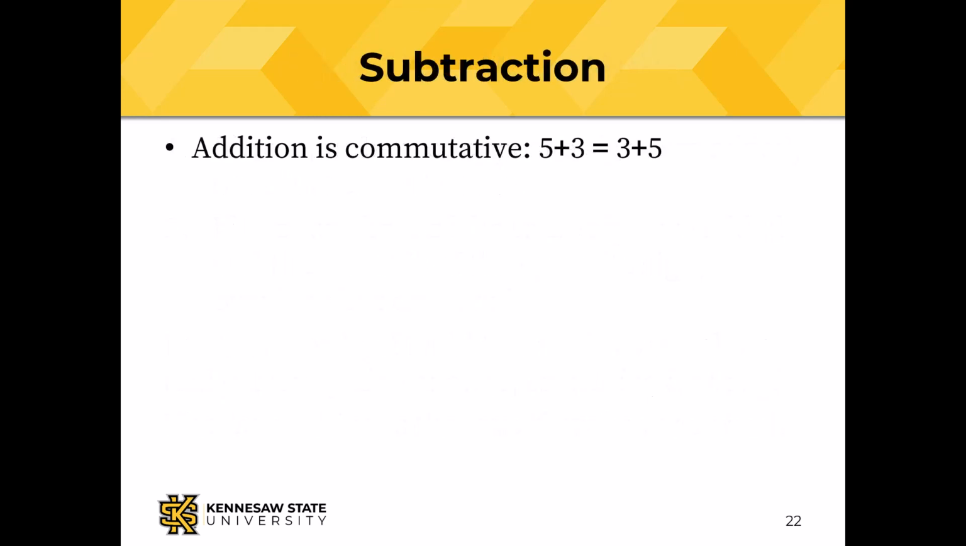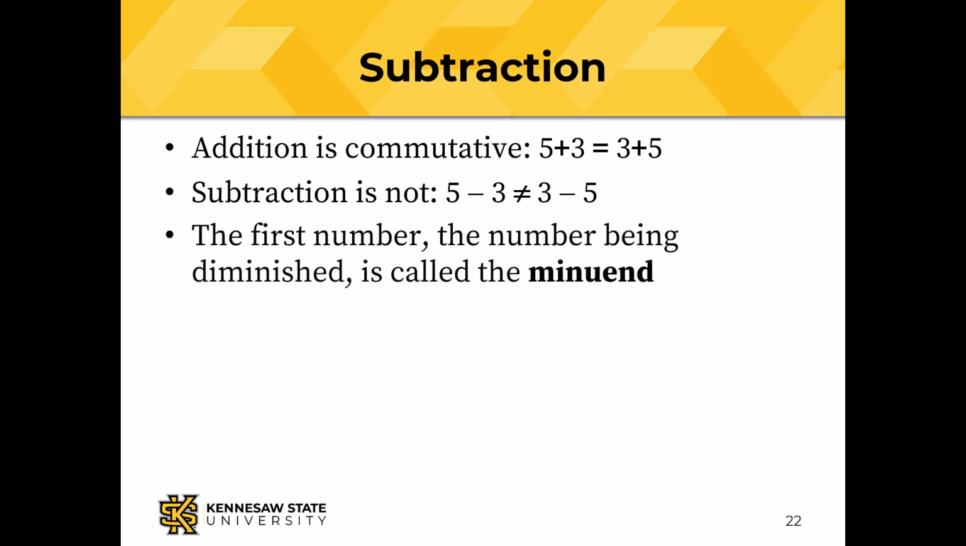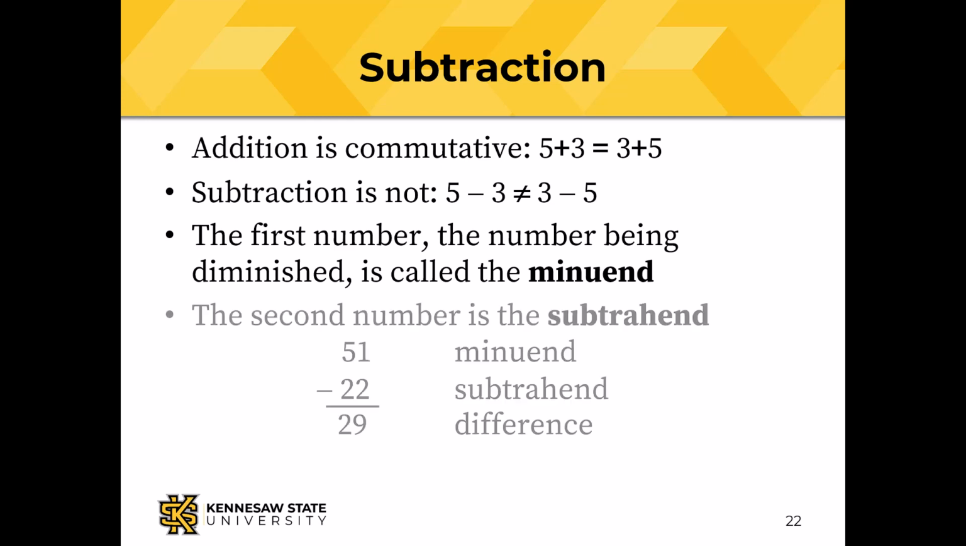Addition is commutative, that is, 5 plus 3 is the same as 3 plus 5. Subtraction is not commutative. 5 minus 3 is not at all the same as 3 minus 5. The first number in a subtraction problem, the number being diminished, is called the minuend. The second number, the number being subtracted, is called the subtrahend. So the first number is the minuend, the second number is the subtrahend, and the result is the difference. And there's an example on the screen.